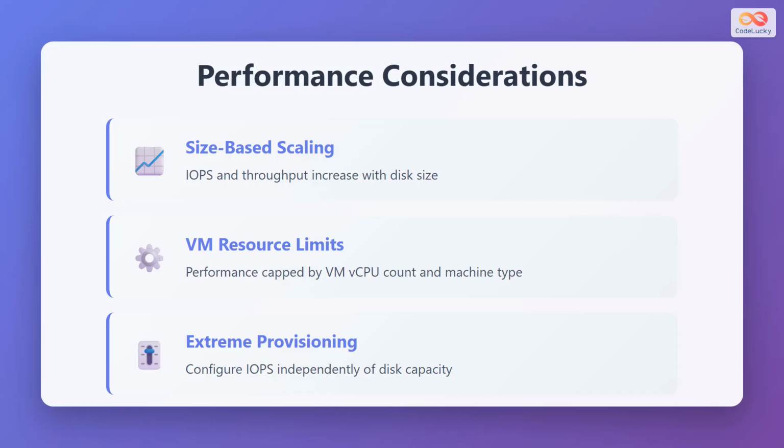Understanding performance characteristics is crucial for optimizing your persistent disk usage. Performance follows size-based scaling, meaning that IOPS and throughput increase as you create larger disks. However, performance is also capped by VM resource limits, specifically the vCPU count and machine type of your instance. This means that even with a high-performance disk, you won't achieve maximum performance if your VM doesn't have sufficient resources. Extreme persistent disks offer a unique advantage by allowing you to configure IOPS independently of disk capacity, giving you precise control over performance without over-provisioning storage.